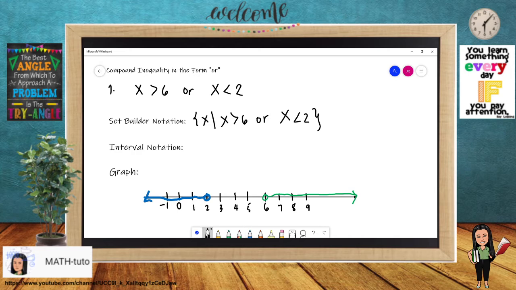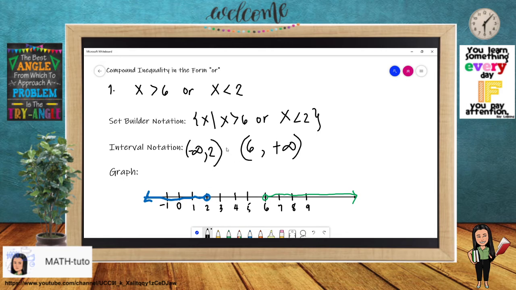In interval notation, it is the union. What will be the interval notation of x greater than 6? It will be from 6 until positive infinity, with a parenthesis at 6 and a parenthesis at infinity. What about x less than 2? That is from negative infinity until 2, as we can see in the graph.